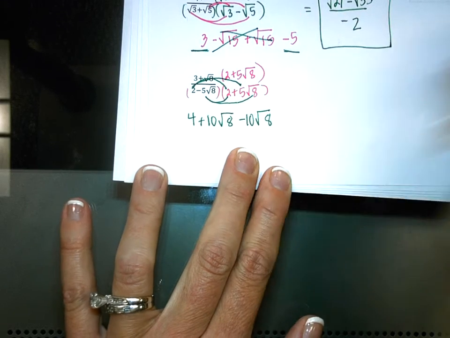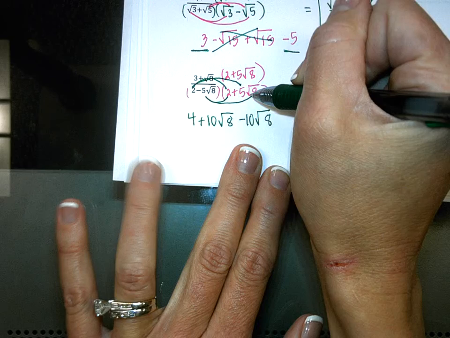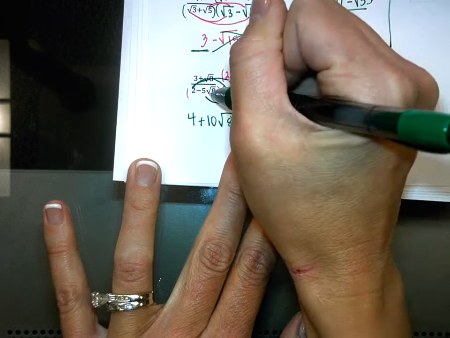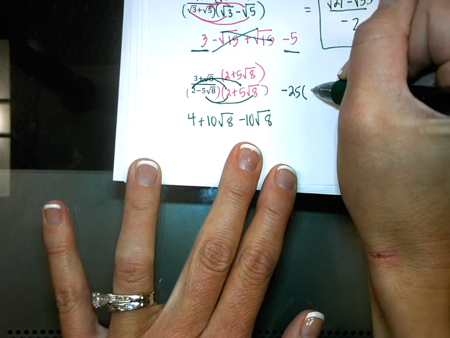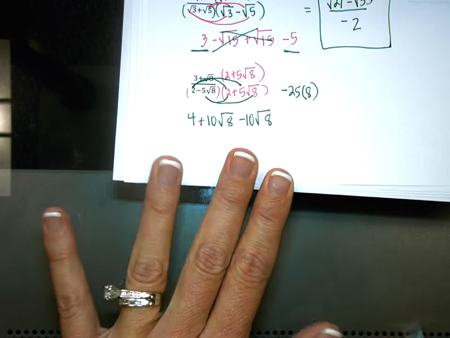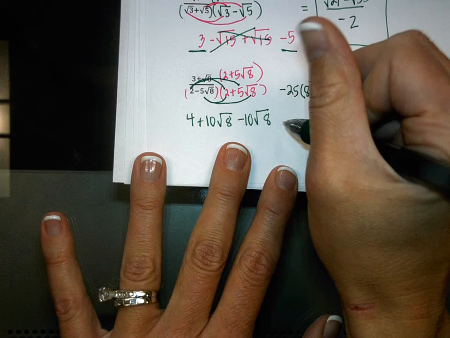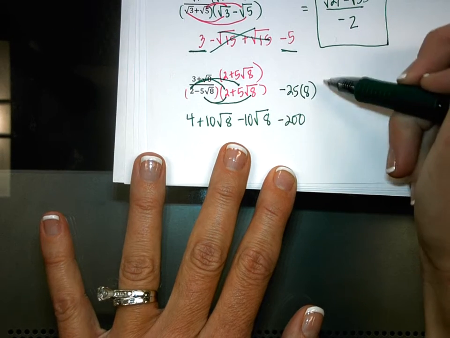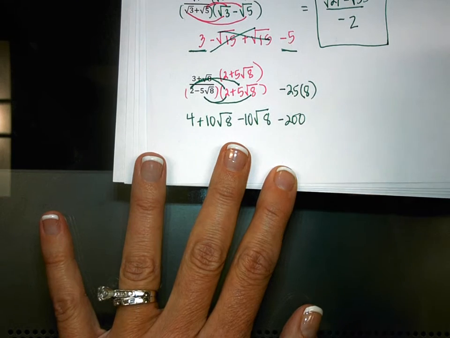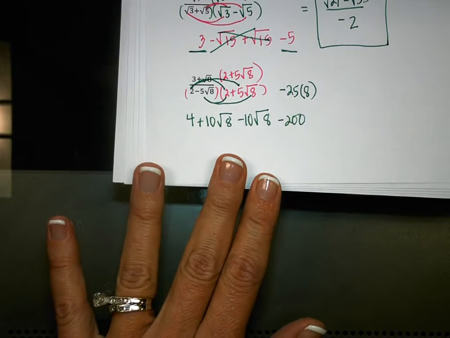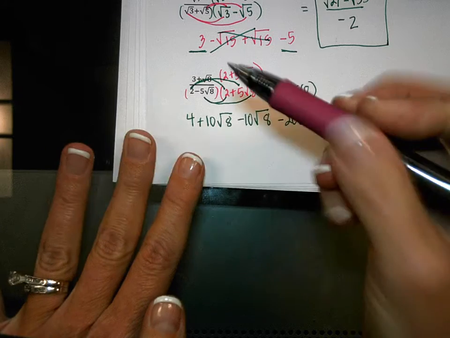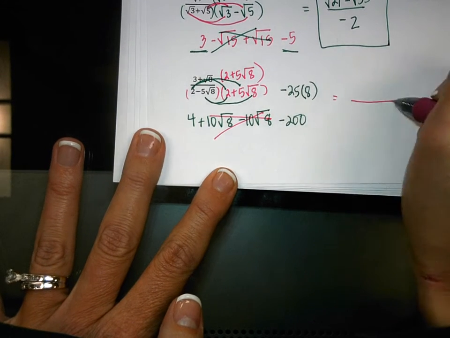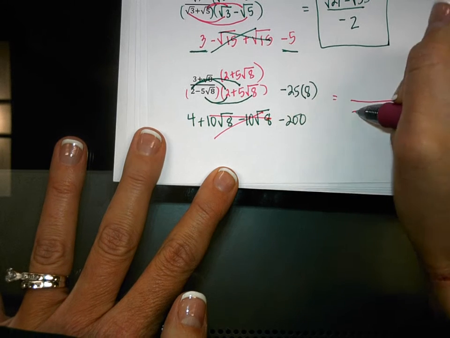So you have negative 5 times 5, which is negative 25. And then we know that root 8 and root 8 will end up making 8. So what is negative 25 times 8? Negative 200. Good, because you can think of this as having 8 quarters, and 8 quarters would make $2. Okay. These cancel. 4 minus 200 is what? 196. Negative 196.